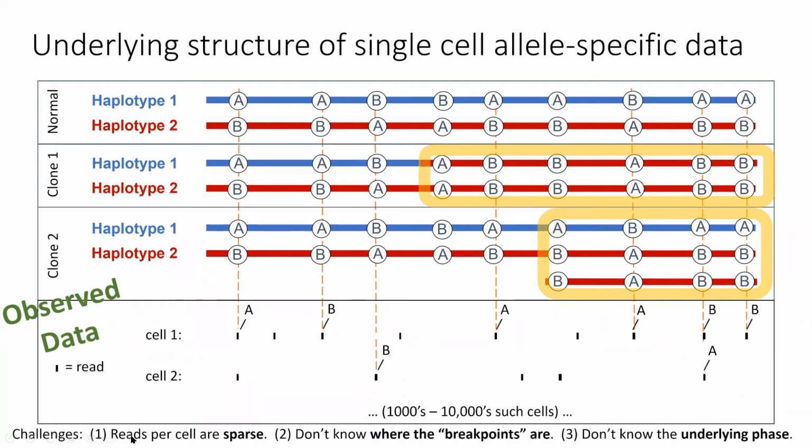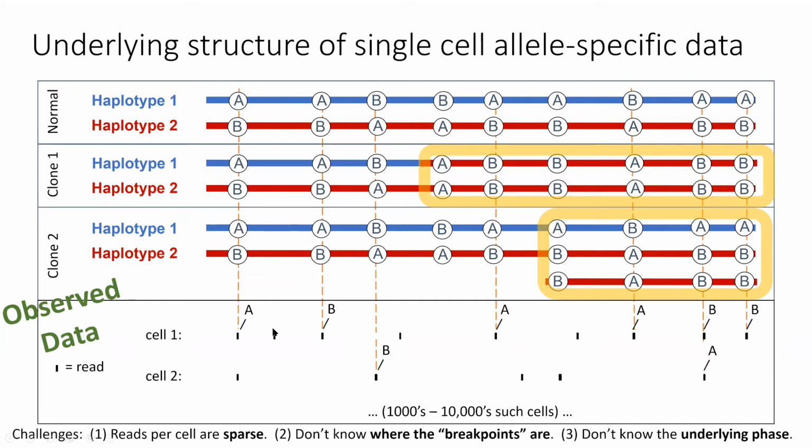Well, the challenges are many. One challenge is that within each cell, the reads are very sparse. The second is that you don't know where the breakpoints are. So you don't know a priori that this region is an LOH and this region is an amplification. And furthermore, we don't know the underlying phase. Now that is a big problem because the data is so sparse.